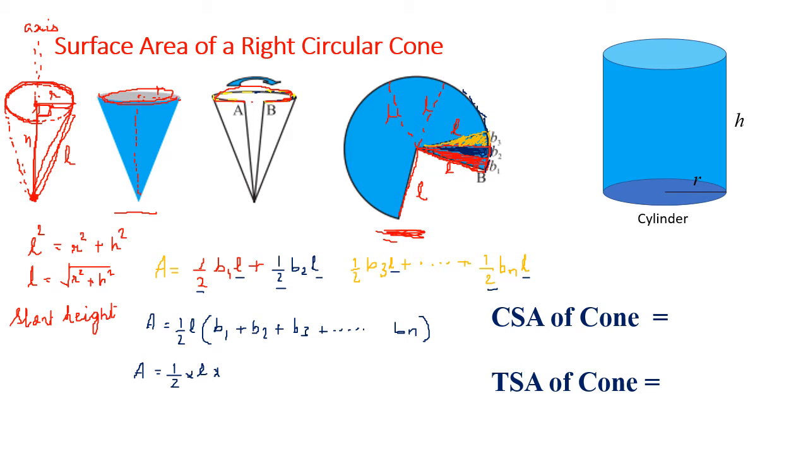How do you find the circumference of the circle? We know the radius is R. So this sum of all these is the circumference, whose formula is 2 pi R. So instead of this whole sum, I will write now 2 pi R. 2 and 2 get cut, so we get the formula area is pi R L. So curved surface area of the cone, we got the formula pi R L, where pi's value is 22 by 7 or 3.14.